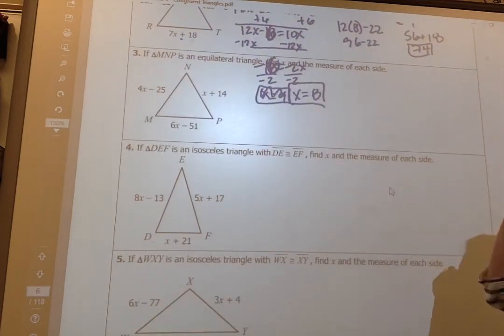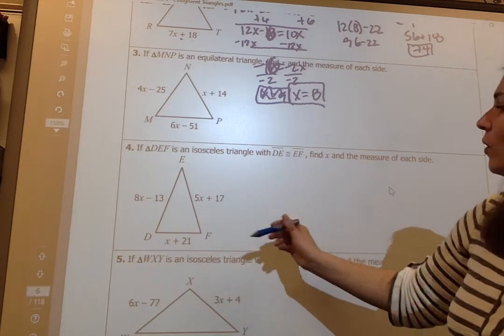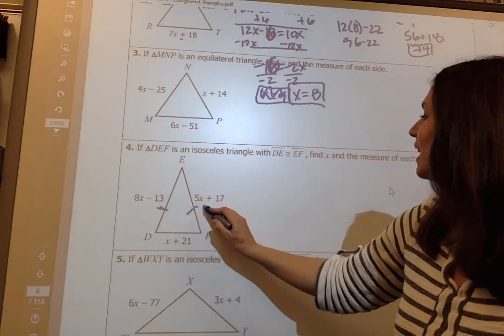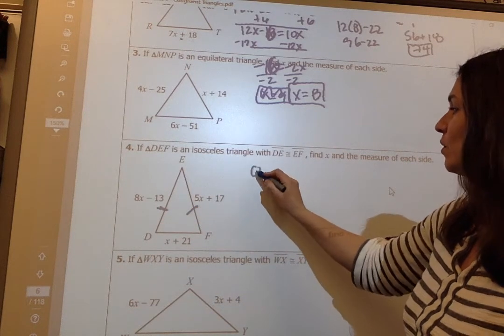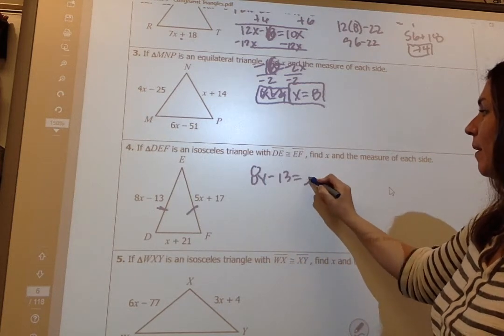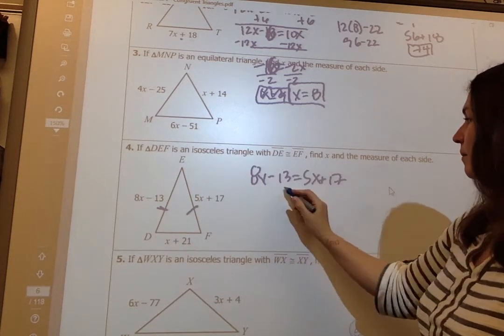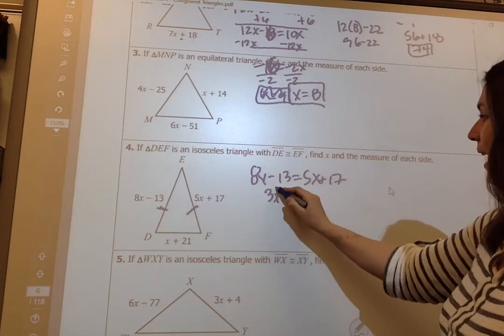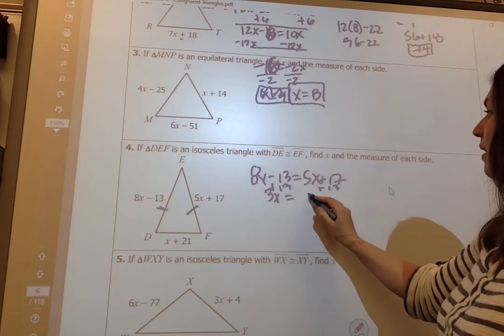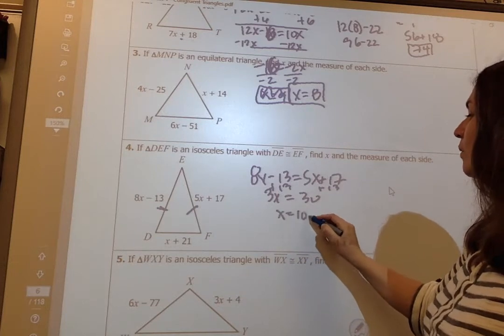All right, let's jump down to number 4. DEF is an isosceles triangle, and we know that DE is congruent to EF. So find x and the measure of each side. So I'm going to set these guys equal to each other. Solve for x. So subtract 5x from both sides and add 13 to both sides. I get 3x equals 30, x then equals 10.